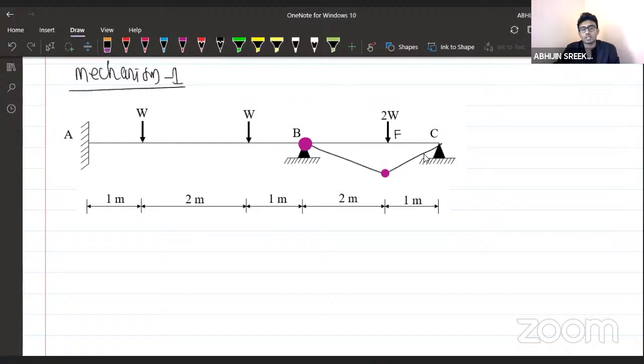One second, let me remove this. Give me one second.